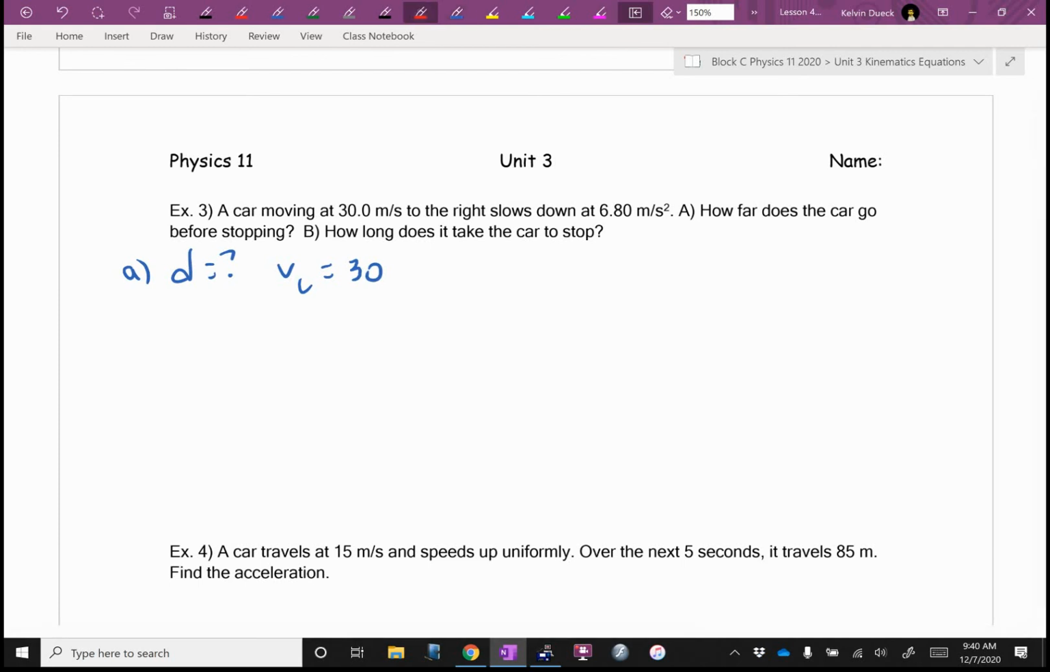Oh, I probably should have underlined the little word stopping, or just made a mental note. What's that 6.8? Why have I just made a mistake? Can you see the mistake I've just made? It's very subtle, but this is wrong. What's negative? Are we speeding up or slowing down? Ooh, negative, because we're slowing down. Okay?